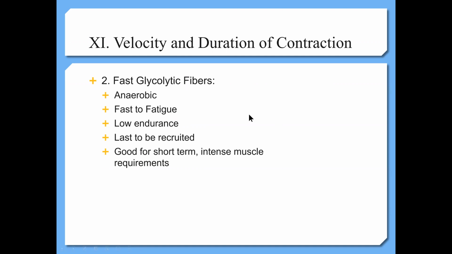Fast glycolytic fibers are anaerobic, okay? They are fast to fatigue. They have very low endurance. They're the last to be recruited, good for short-term, intensive muscle requirements. Those are your 100-yard dash folks, okay? Your 100-yard dash, your 50-yard dash.